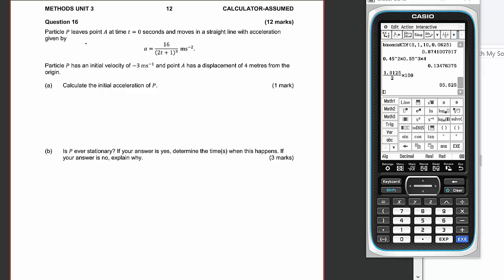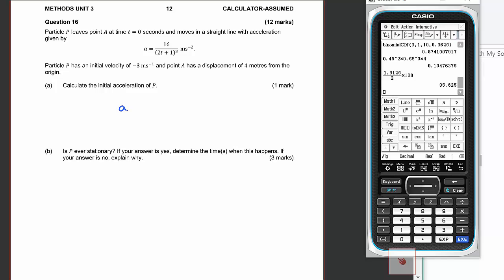Particle P leaves a point A at time t equals 0 seconds and moves in a straight line with the acceleration given by this expression here. The particle P has an initial velocity of -3 meters per second, and point A has a displacement of 4 meters from the origin. Calculate the initial acceleration of P.